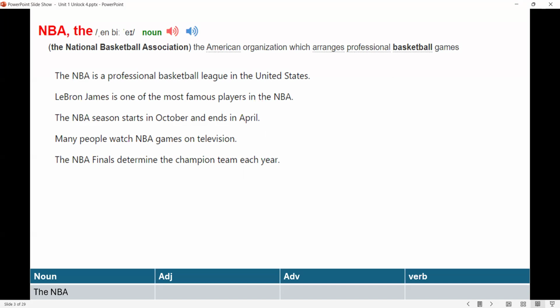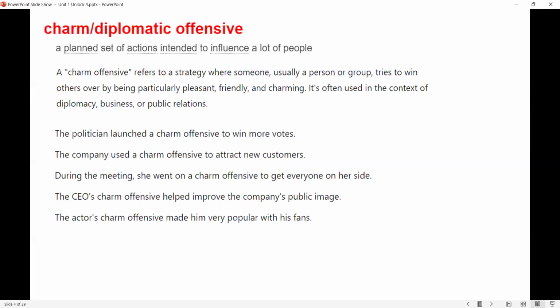Example. The NBA is a professional basketball league in the United States. The NBA season starts in October and ends in April. Charm offensive or diplomatic offensive. In the book, we have charm offensive, by the way. Charm offensive refers to a planned set of actions intended to influence a lot of people. What does that mean exactly?